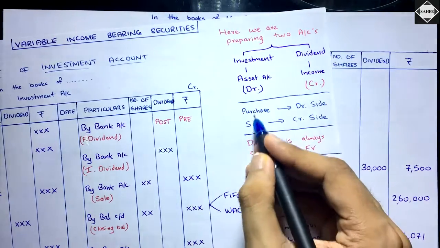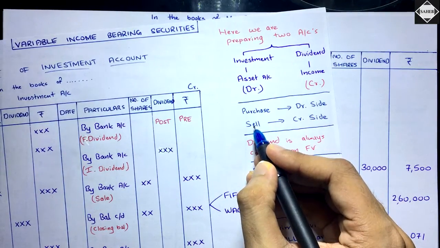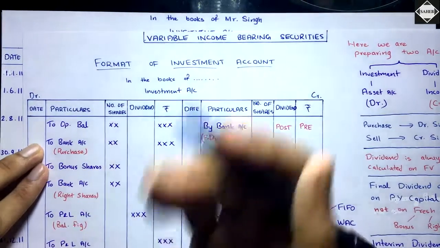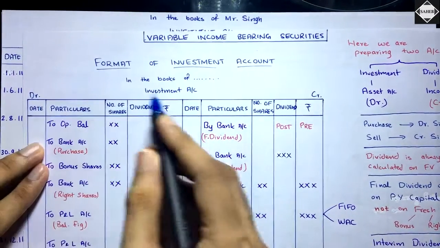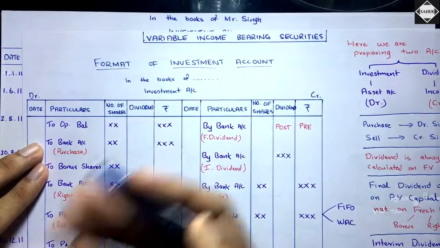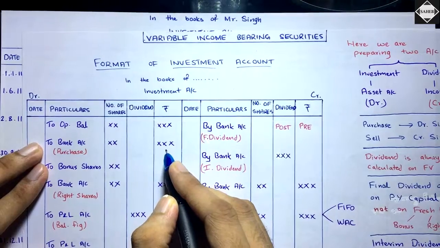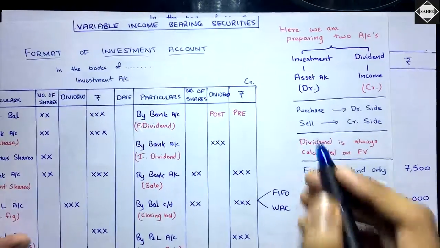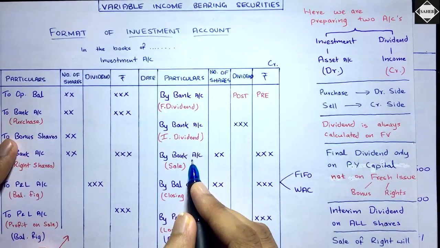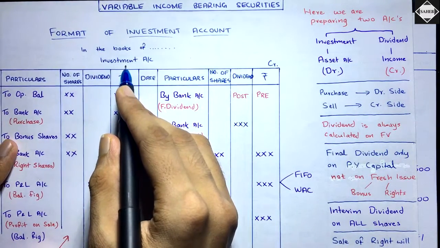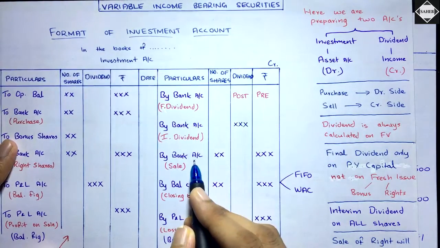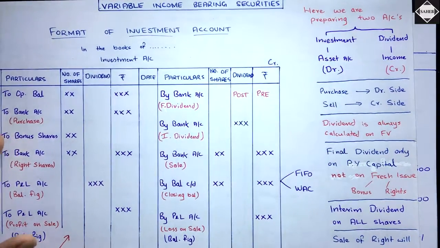And when you purchase and sell the shares, how are you going to record that? Simple. When you purchase, it will come on the debit side, to bank account, because your investment is increasing, so you debit the investment account, to bank account, because you have paid the money. And when you sell the shares, you take it on the credit side, by bank account. Investment is reducing, you have sold off the shares, so it will get credited. Is that clear? Yes, simple.